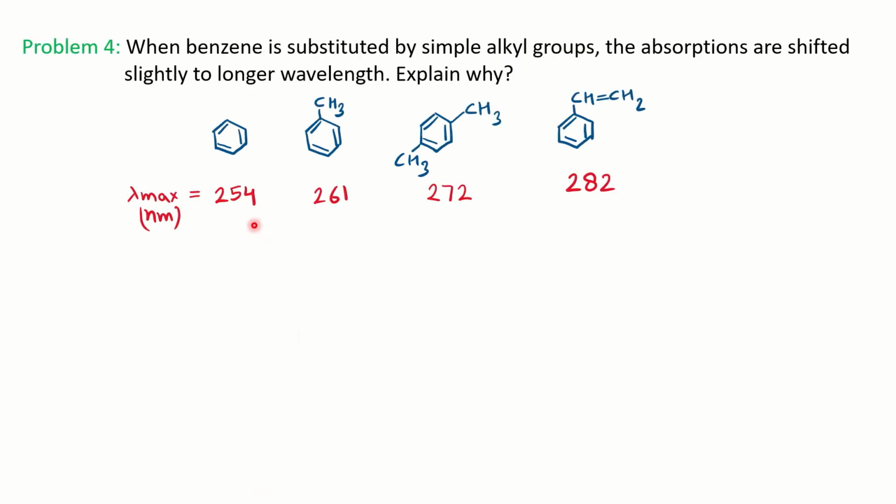Now in this problem where the benzene is substituted by simple alkyl groups, you can notice the absorptions are shifted slightly to longer wavelength, which you can see in the data: 254, 261 for toluene, 272 for the next substituted one, and 282 where you have one extended conjugation, right? Now you have to justify why this is happening. So far we knew that the pi bond is involved in extension of conjugation, so it increases the wavelength. Therefore you can justify 254 to 282 easily.